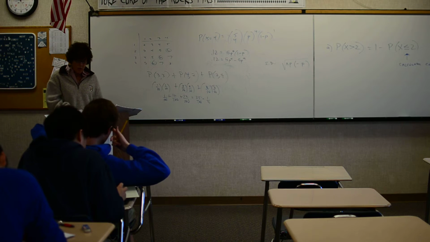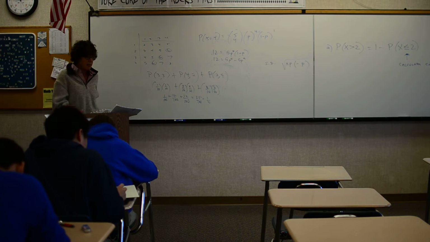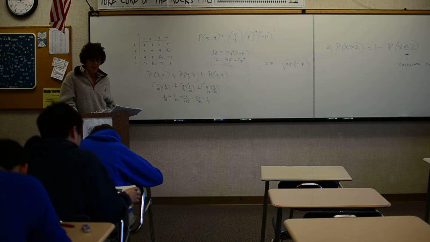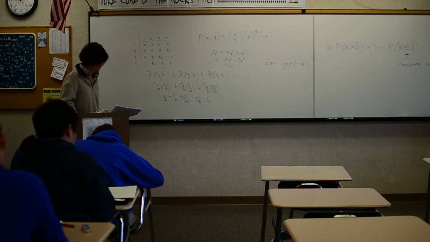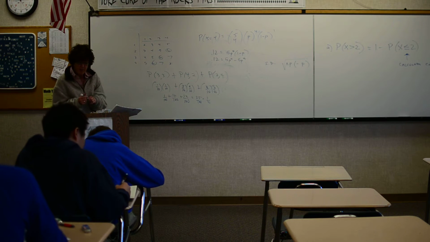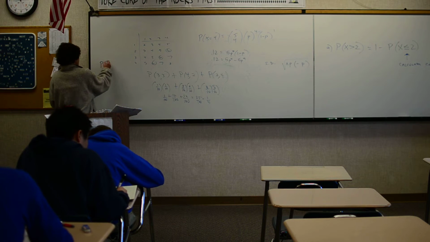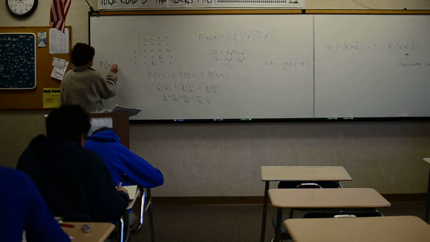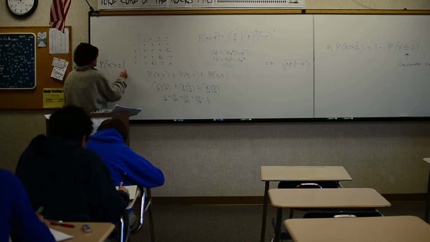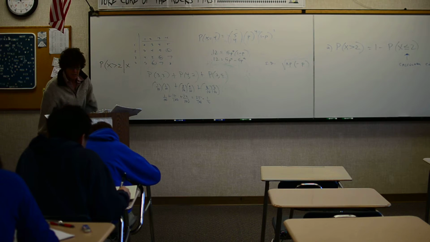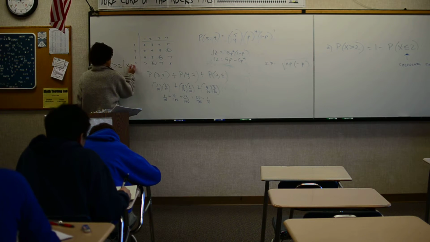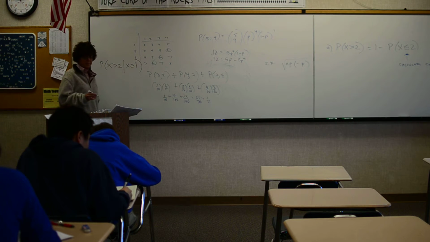All right, B is: given at least one accident occurs on another day, find the probability that more than 2 accidents occur on that day. So I want to find the probability that X is greater than 2 given that X is at least 1, greater than or equal to 1.